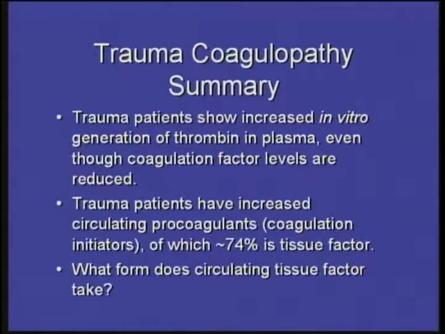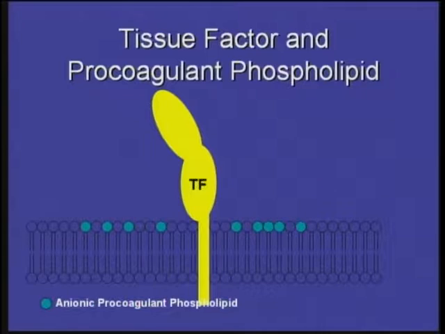So in summary, in this group, trauma patients show increased in vitro generation of thrombin in plasma, even though the coag factor levels are reduced. And the trauma patients have increased circulating procoagulants, of which about 74% is tissue factor. So then the question became, what form does the circulating tissue factor take? So now you can guess, this is where we're heading into the next thing.